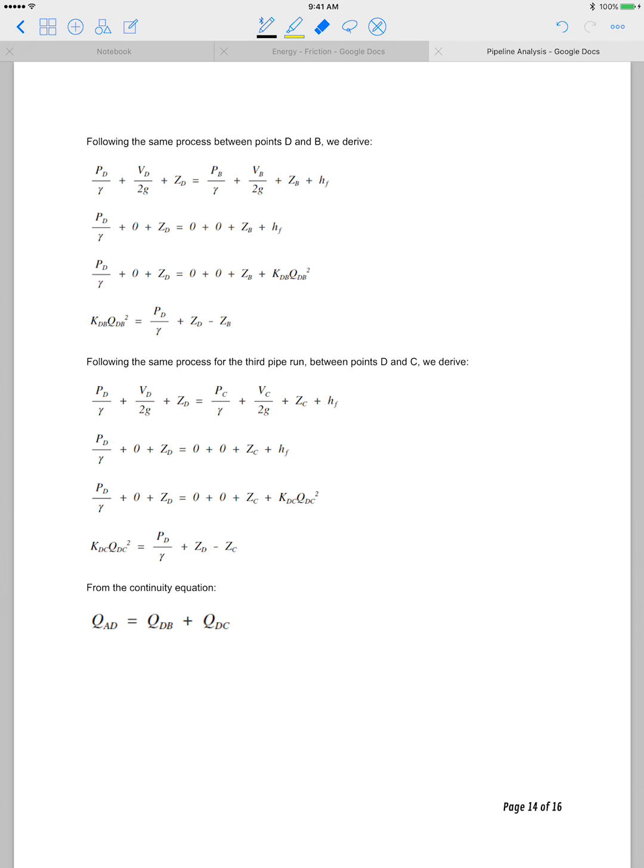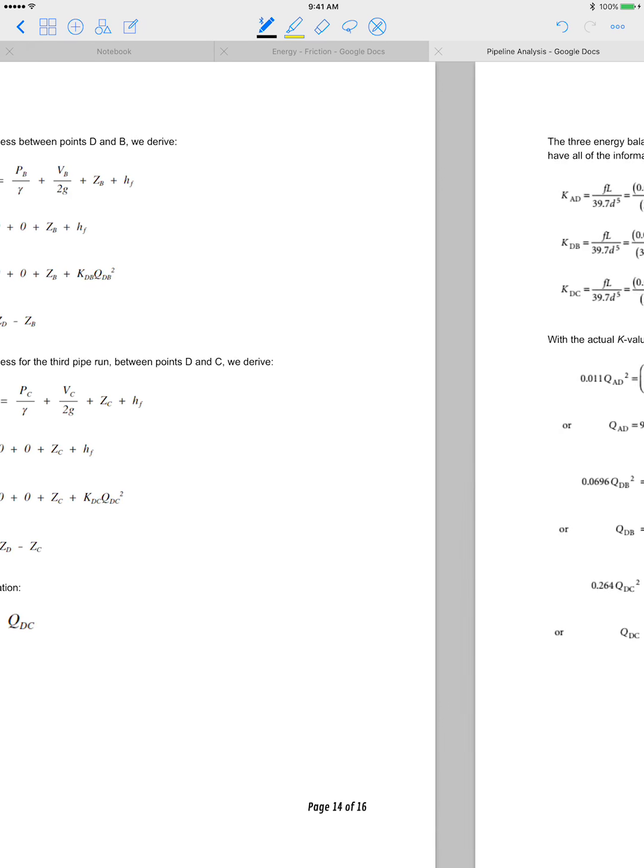And what we find is for each one of these equations, we have K's that are unknown, Q's that are unknown, and pressures that are unknown. But from the continuity equation, we know that QAD, what's flowing out of reservoir A on the left and making its way to the junction, is going to be equal to what leaves the junction in both of those pipes together. Continuity at the junction. We're not having any loss at the junction. So QAD is equal to QDB plus QDC. That is key because now we can relate these three equations, right?